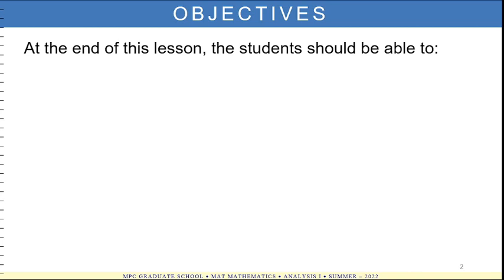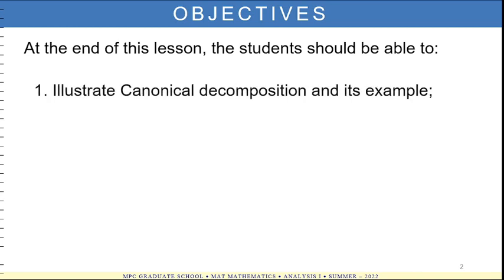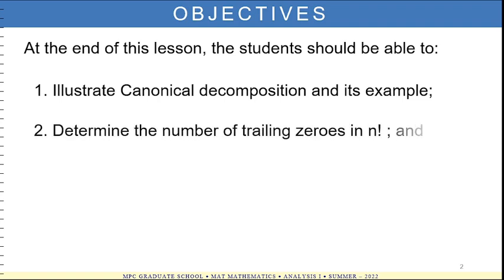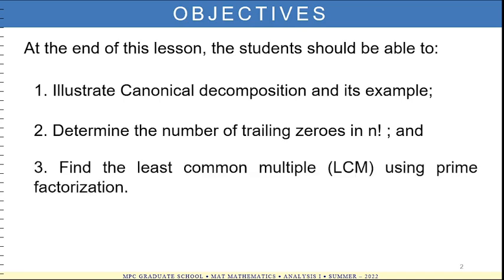At the end of this lesson, the student should be able to: first, illustrate canonical decomposition and its example; second, determine the number of trailing zeros in n factorial; and lastly, find the least common multiple or LCM using prime factorization.